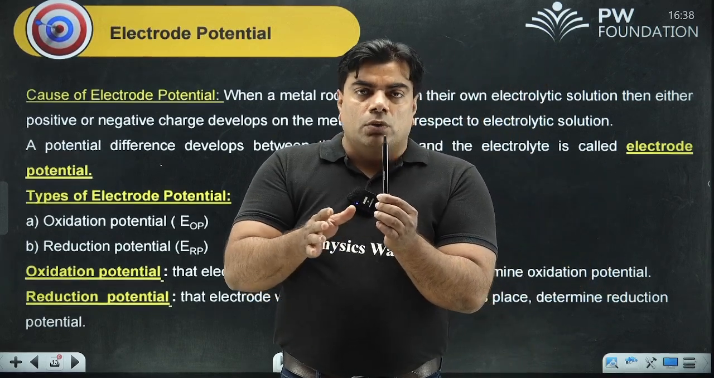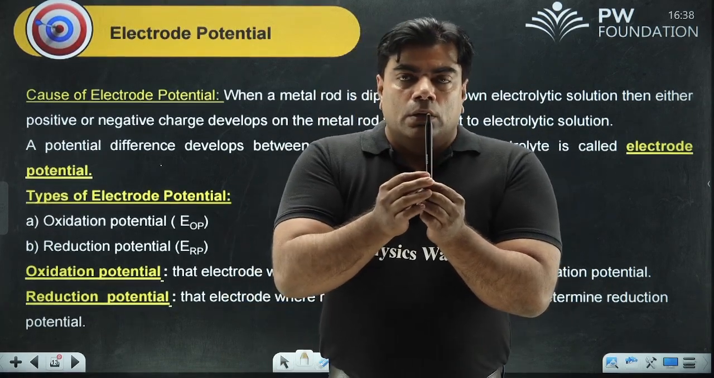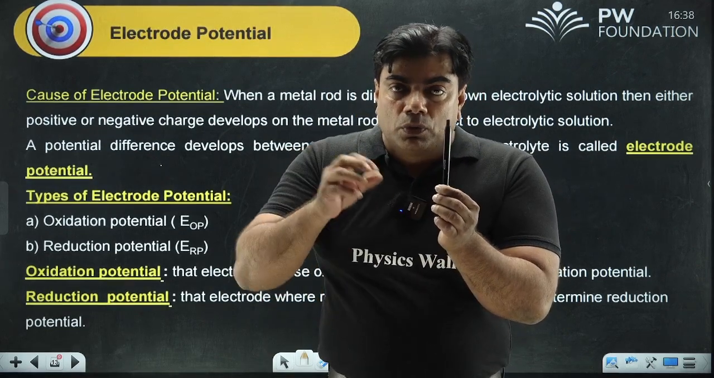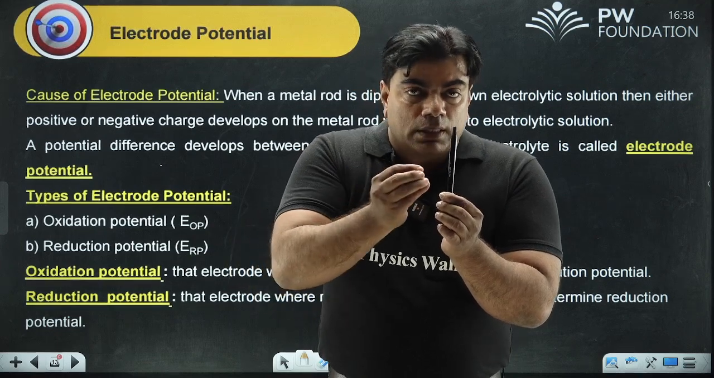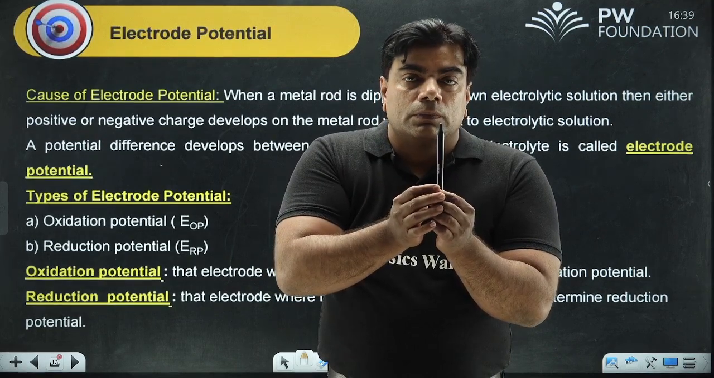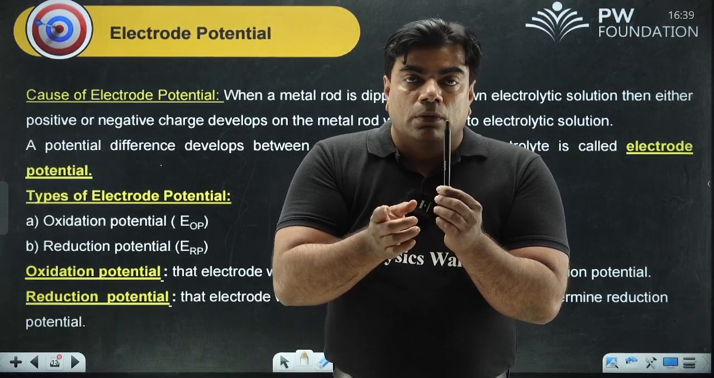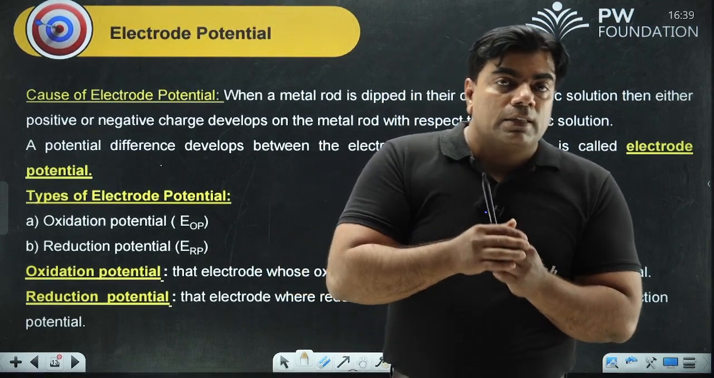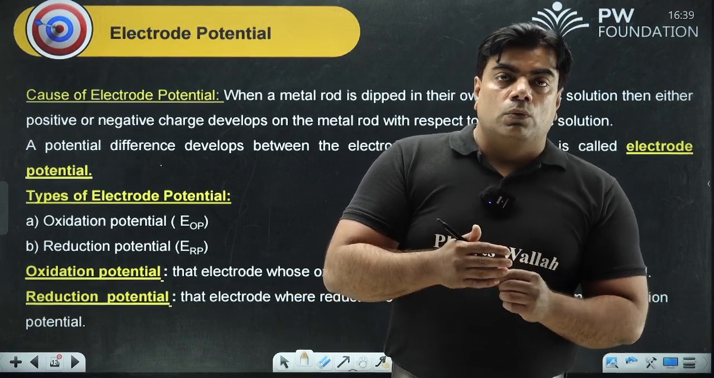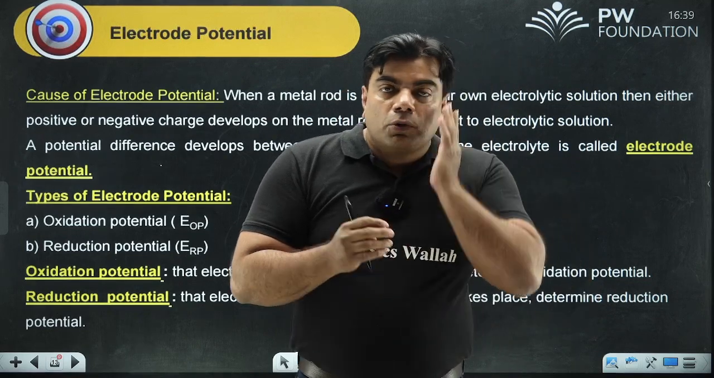then suppose this happens: cations, suppose zinc cations, come towards this zinc rod and gain electrons from the zinc rod. Then what happens? Reduction takes place. What is reduction? Reduction means gain of electrons. Who can gain electrons? A cation. A cation can gain electrons only because a cation is positively charged.